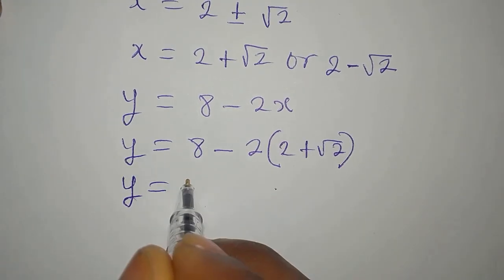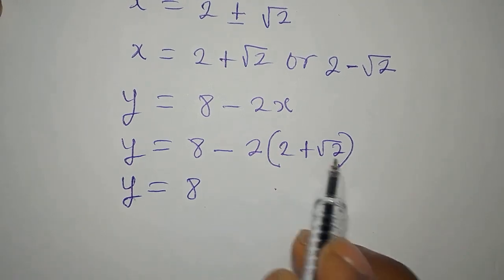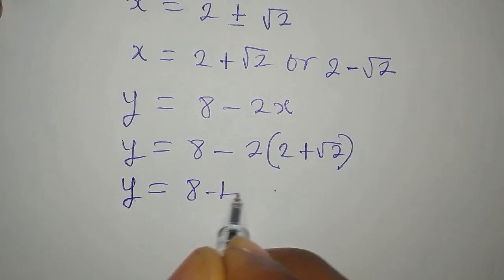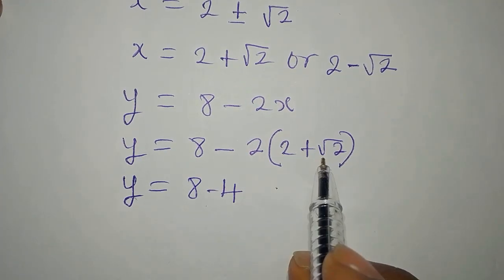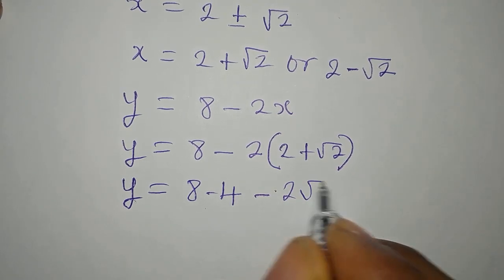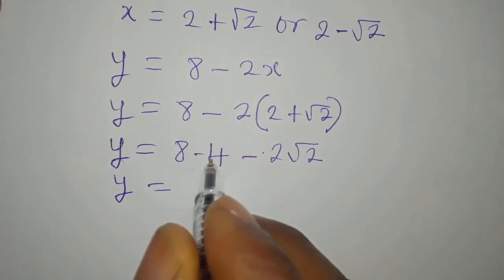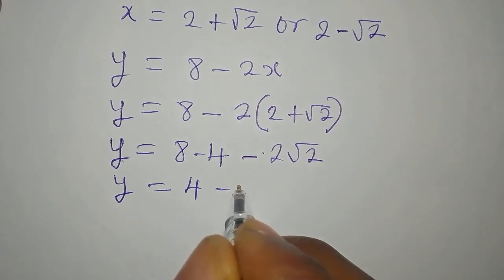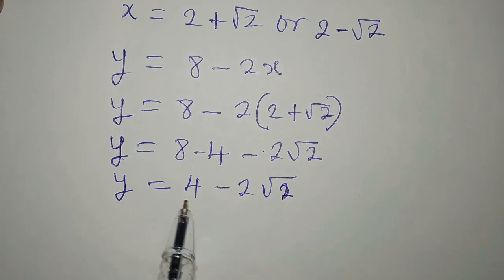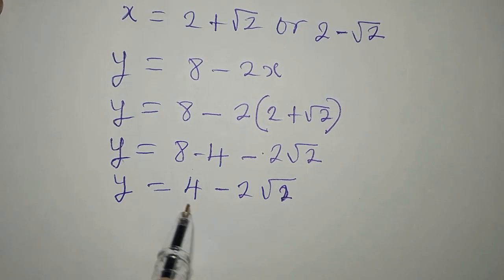y now is equal to 8. Then open the bracket as you allow minus 2 to multiply everything. Minus 2 times 2 will be minus 4. Then minus 2 times root 2, that will be minus 2 root 2. So that y from here becomes 8 minus 4, which is 4, minus 2 root 2. Please do not be tempted to say 4 minus 2 root 2 and then take 2 from 4. That is wrong. So this is where you stop.